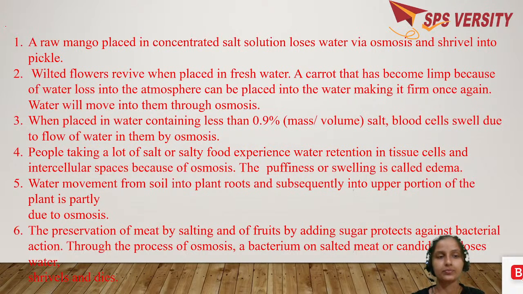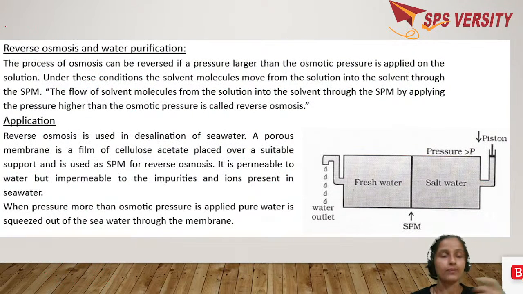And then how does water move from the soil to the plant roots? It's by osmosis. Also, meat is stored in a salt solution to kill the bacteria. And all the fruits, if you order a gulab jamun or something like that which contains excess fruits, that fruit is already cut and preserved in the sugar solution. So sugar solution and also the salt solution act as natural preservatives. So they kill the bacteria.